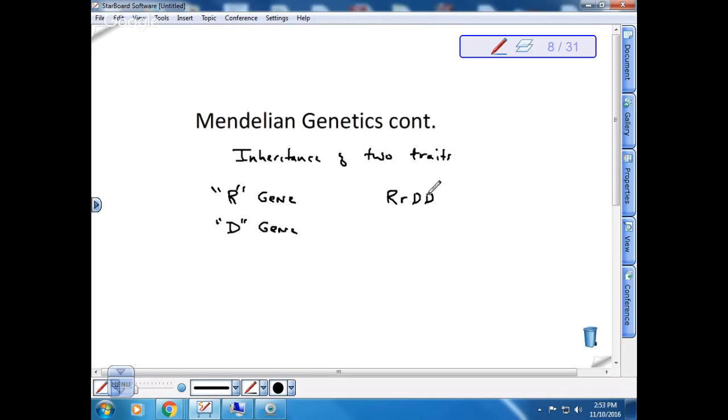Okay, so that means that they are heterozygous for the R gene, which means they can roll their tongue, and they're homozygous dominant for the D gene, so that means they have dimples. So they roll their tongue and they have dimples. Okay, and then we can look at a genotype that would be Rr, big D, big D.